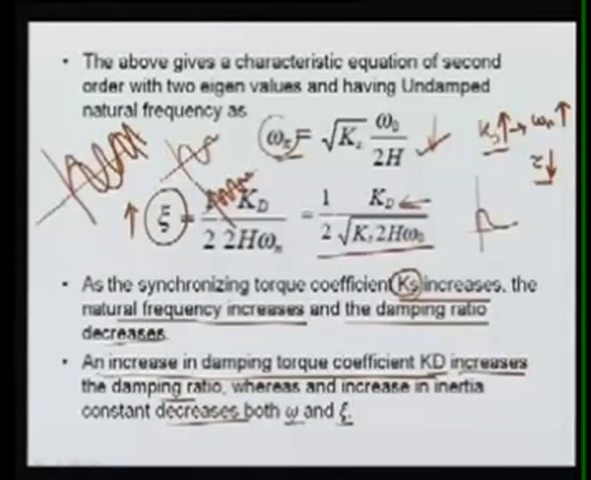Now if your Kd is increasing, your damping ratio is increasing, and that is required so that it is damped out. Your oscillations must be damped out in a few cycles, and that is good for the system stability.